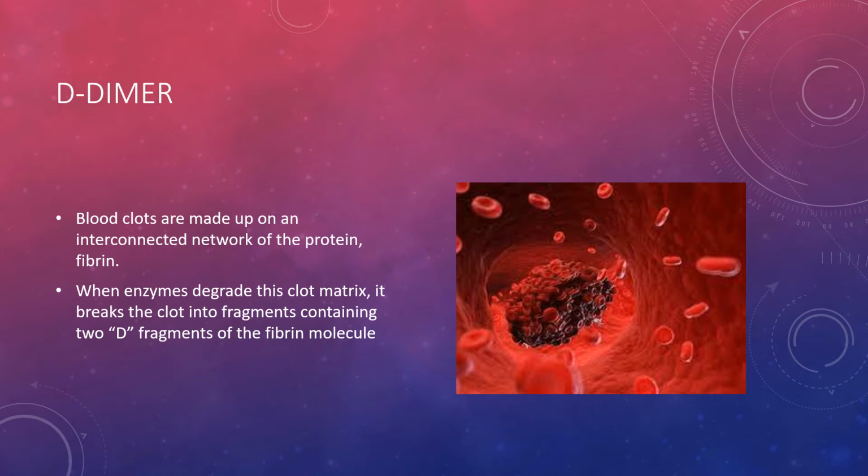D-dimer. So blood clots are made up of an interconnected network of protein, the protein fibrin. When enzymes degrade this clot matrix, it breaks the clot into fragments containing two D fragments of the fibrin molecule. So D-dimer is generally something we order if we're suspicious of a large clot somewhere in the body, generally in the lungs, because we would expect that to be elevated.